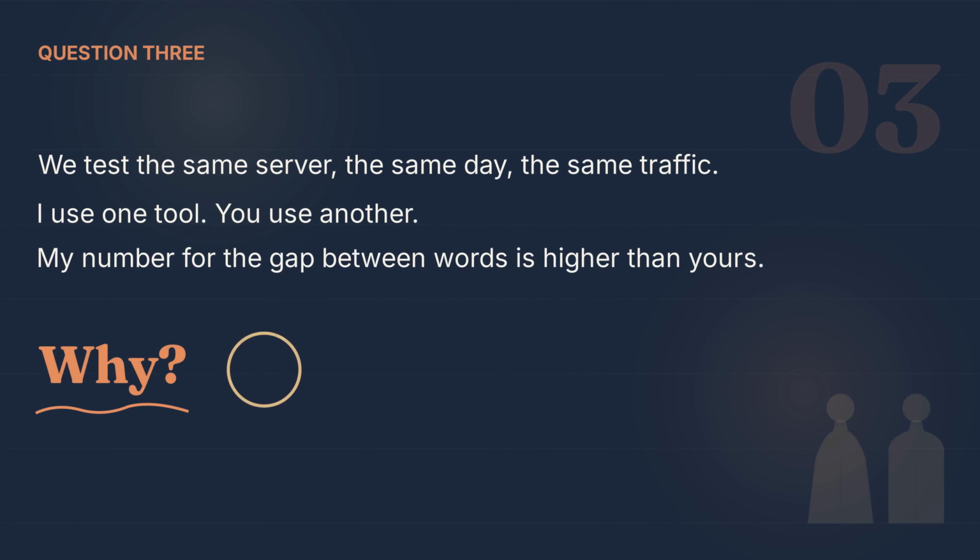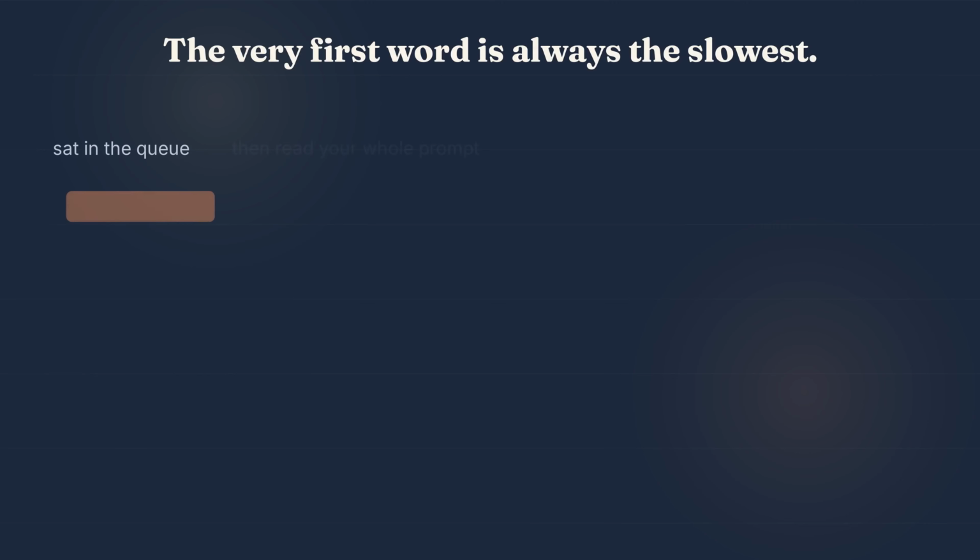You and I test the same server on the same day with the same traffic, but I use one tool and you use another. My number for the gap between words comes out higher than yours, and neither of us did a single thing wrong. Why? Because we aren't measuring the same gap.